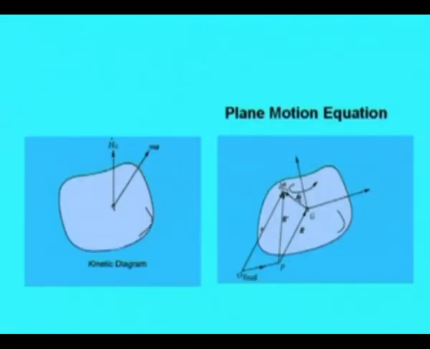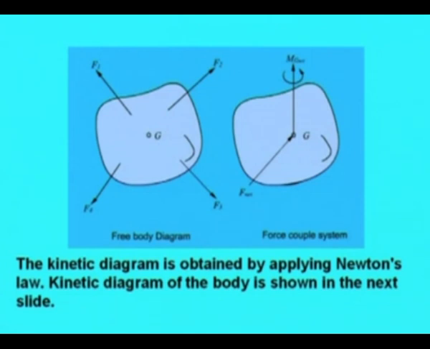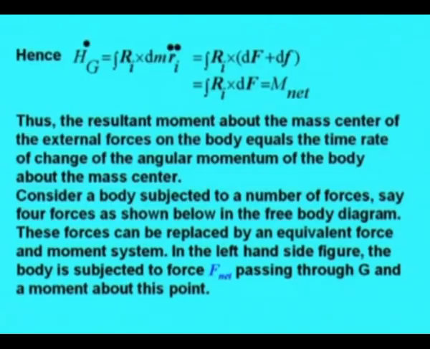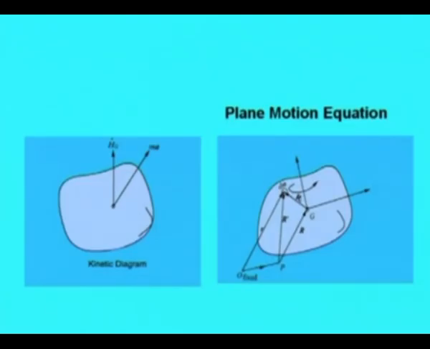Now we can see that the net force is in some direction, and in the same direction mass into acceleration will be active. Then you have H dot G, the rate of change of angular momentum. That is also shown, and it is in the direction of M G net, because we have established that the rate of change of angular momentum will be in the direction of M net.